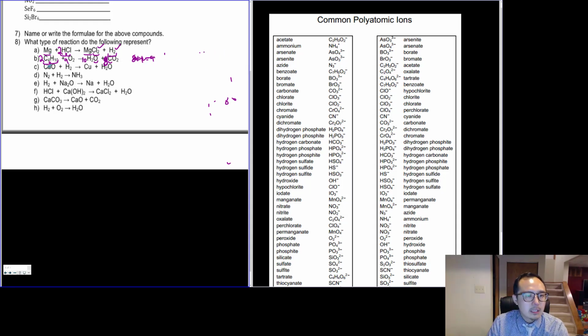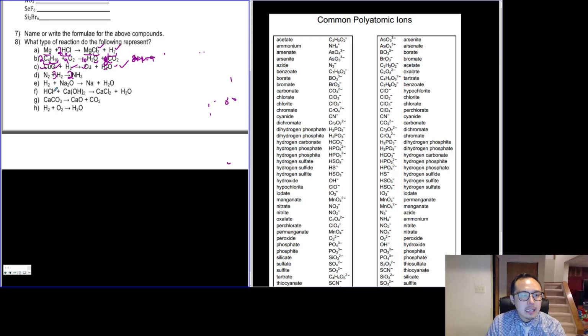Letter C, you have CuO plus H2 yields Cu plus H2O. This one looks like it's already balanced. I have 1 copper, 1 oxygen, 1 oxygen, 2 hydrogens. So this one's balanced already. Oh, that's good. And then for letter D, I have 2 nitrogens. So let's put a 2 in front of this. Putting a 2 influences my H3. That means I have 6 hydrogens on this side, but only 2. So I'm going to multiply this H2 by 3, giving me 6 hydrogens.